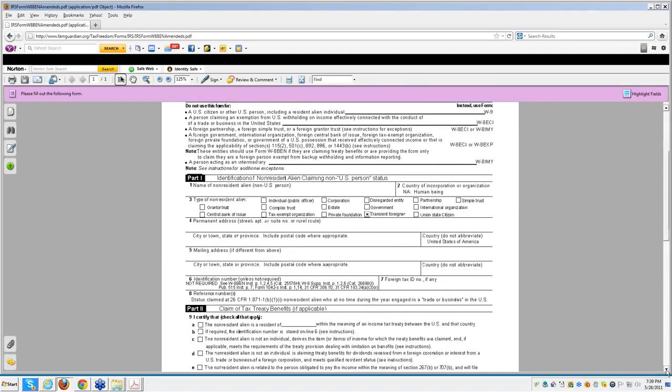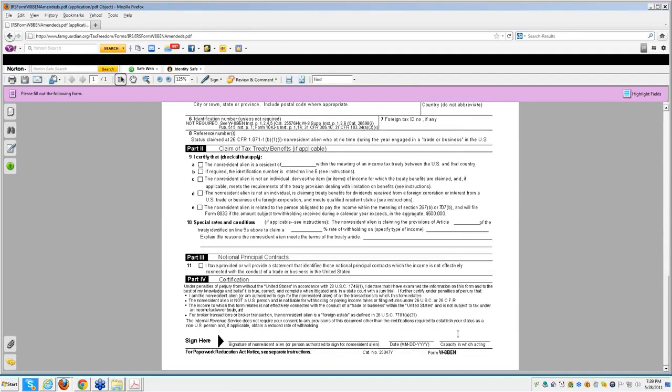And you can put down here what capacity in which acting. Put national of the United States.